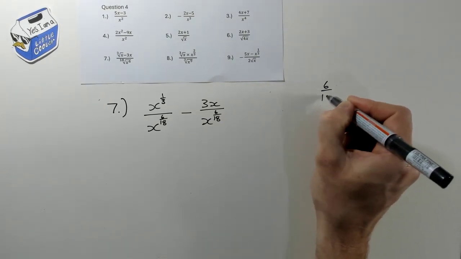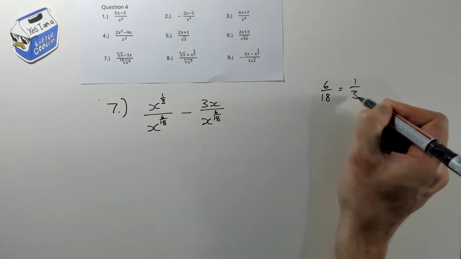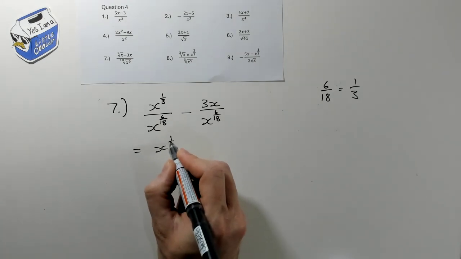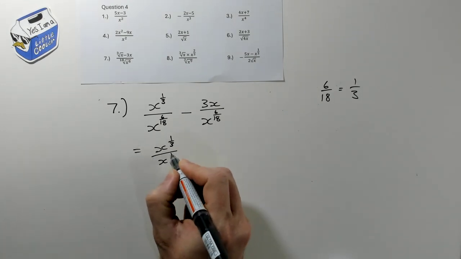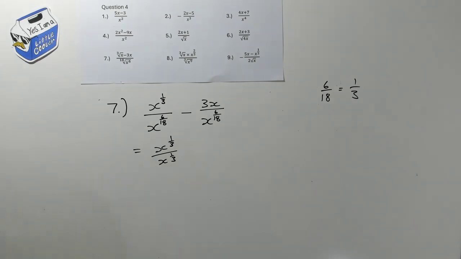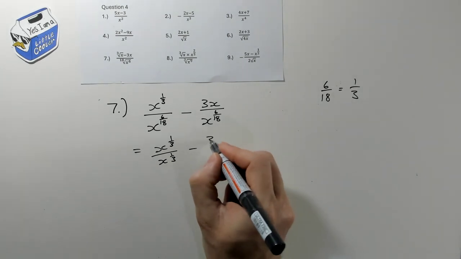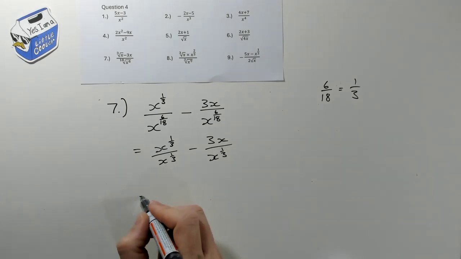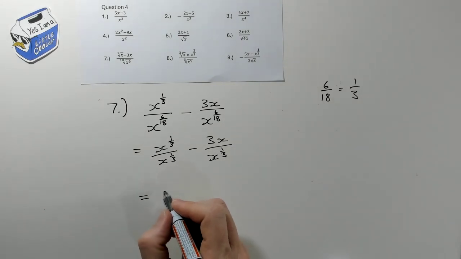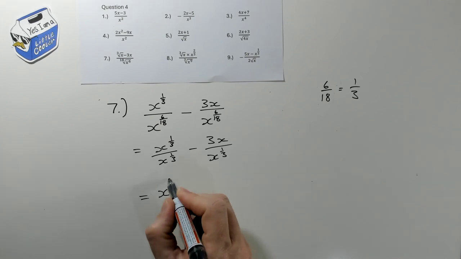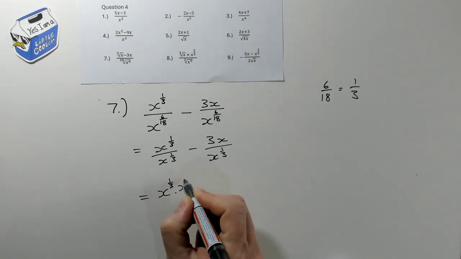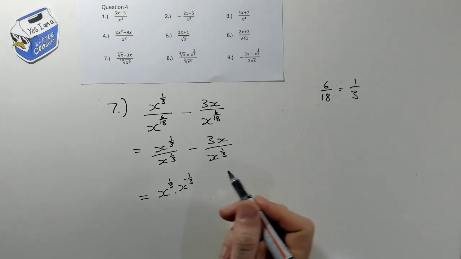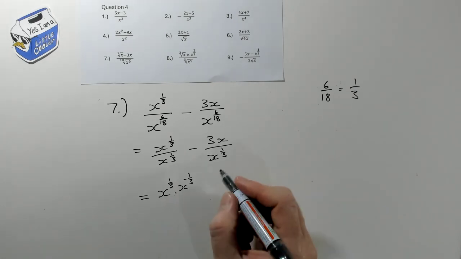Now 6 over 18 can reduce to a third. So basically here I'm going to have x to the power of a third over x to the power of a third, which would just cancel out. And here I'll have 3x over x to the power of a third. So for the first one, obviously I can write it and be very neat and say, well, it's x to the power of a third times x to the power of negative a third. And I cancel these out. It'll be x to the power of 0, and then it'll just be 1.